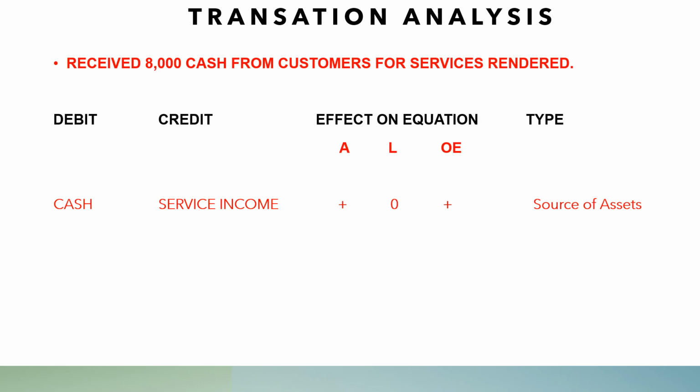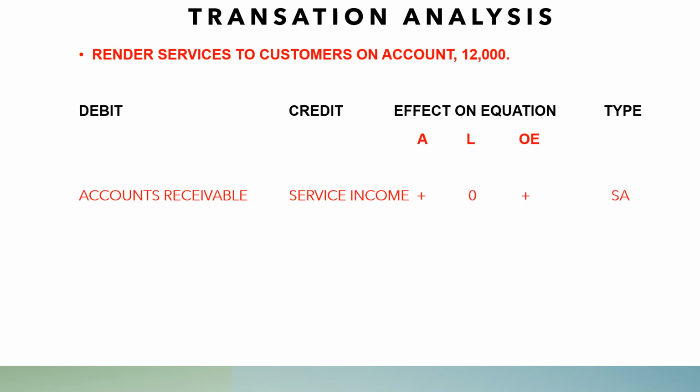So debit cash. Then on the effect on the accounting equation, assets increased because cash is an asset, so increased. Liabilities is not affected, so zero. Owner's equity increased because service income is technically increasing your capital, so increase. So this is the source of assets because assets increased.